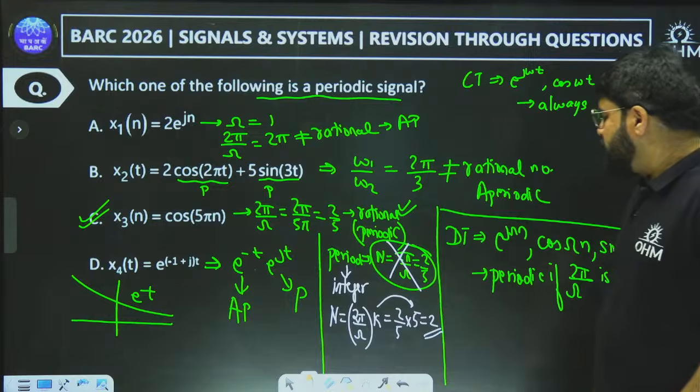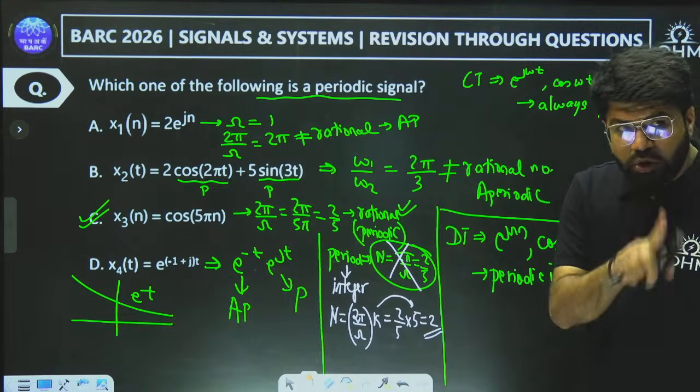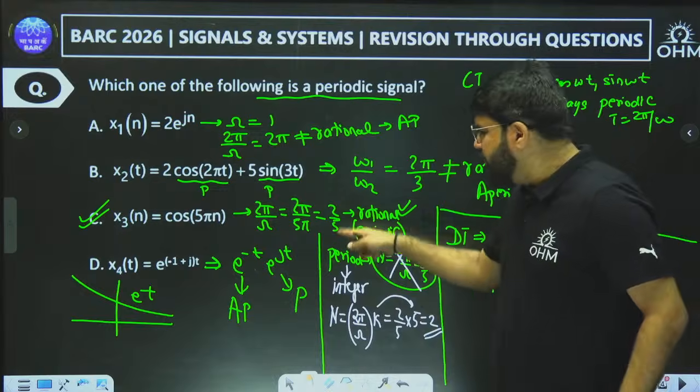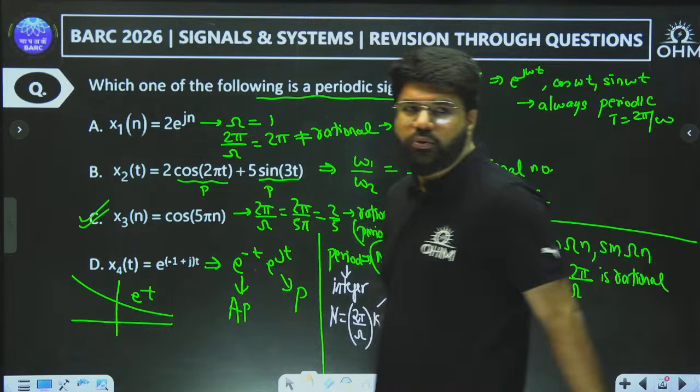Okay, so if I ask you the period also, then you should be able to say the correct answer too. It should not be 2 by 5. If it was a continuous domain question, then the period can be 2 by 5 also. Continuous time means it can take any value. Discrete time means only integers are allowed.